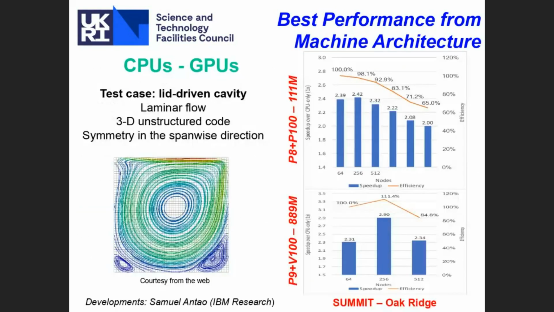These are some results which were obtained on Summit, which was the second machine listed in the top 3 machines. The code was tested up to 512 nodes of the machine, so you multiply by 6 to get the number of GPUs which were used. It's about 3,000 GPUs, which was quite a lot. The comparison between CPU and GPU was giving a speed up of between 2 and 3, which is in the range of the other applications being run on this machine.